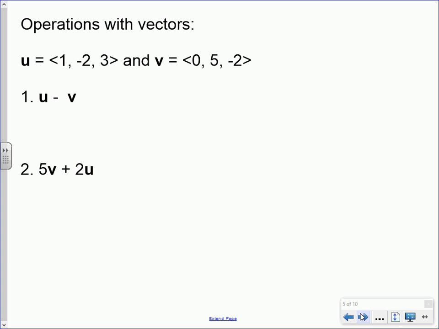I would like you to complete these 2 operations for me. Remember, when we subtract and add, we just subtract and add like components. If we have a scalar, you multiply all components by that scalar. So complete these two problems, then turn to your neighbor and check your answers.